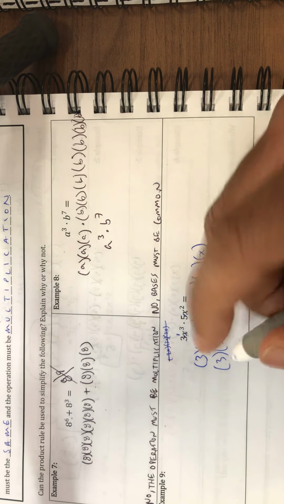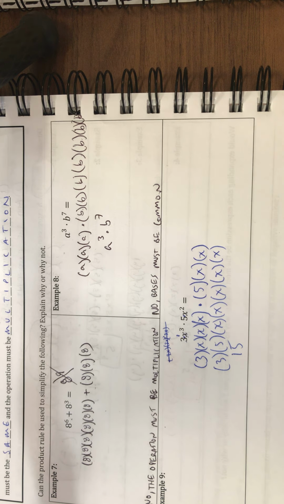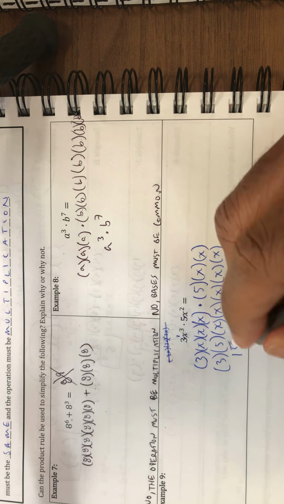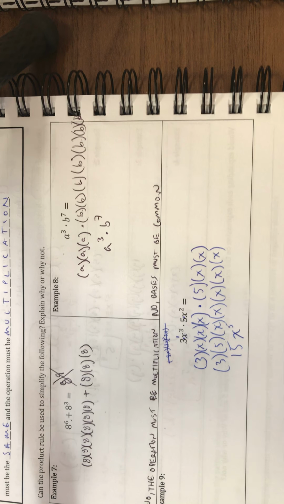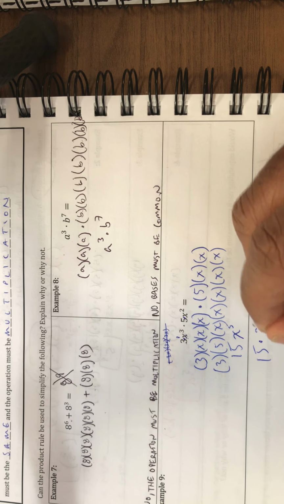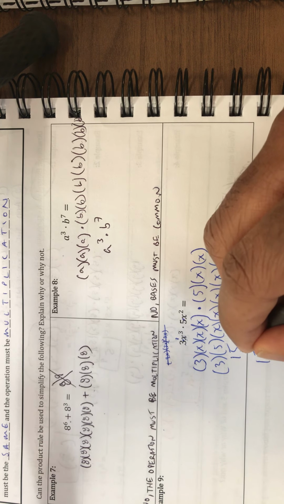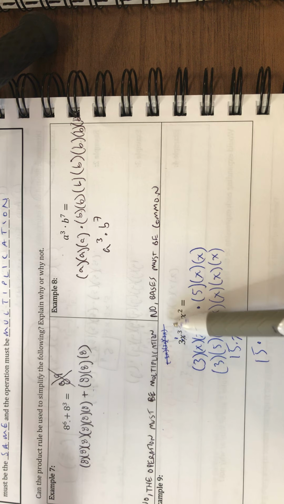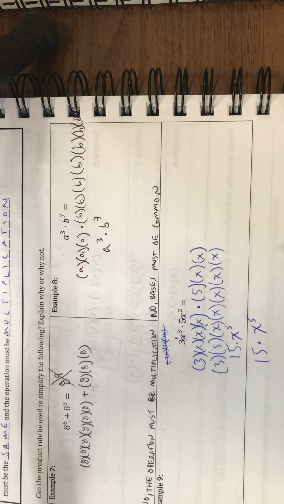So 3 times 5 is 15. X, what can I write here? 1, 2, 3, 4, 5. This would be times x to the 5th power, right? You could also rewrite this as 15 times x to the 5th power, up to you. We know that there's a little multiplication sign there, right? So make sure you expand. If you're multiplying exponential expressions, expand it. Do they have the same bases? Can you multiply the bases? Sure, right? Be very careful.